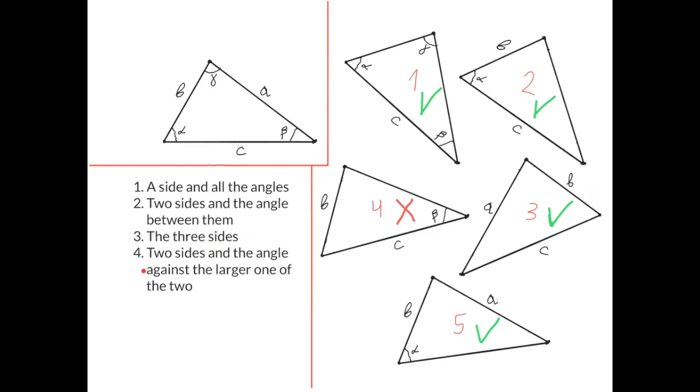And the fourth way is when the two triangles share two of their side lengths, such as in this example, B and A, and the angle against the larger one of the two sides. For example, here, alpha is the angle against the side A, and the side A is larger than the side B, and therefore example 5 illustrates the number 4 here. In contrast, example 4 doesn't, because even though there are two sides and one angle that are shared between the two triangles, the angle lies against the shorter side of the two.